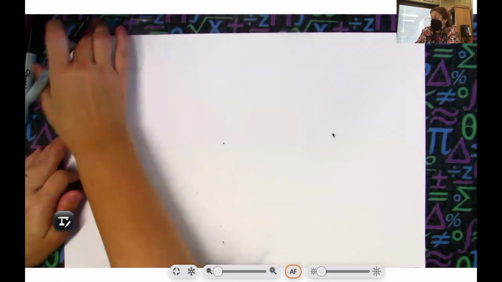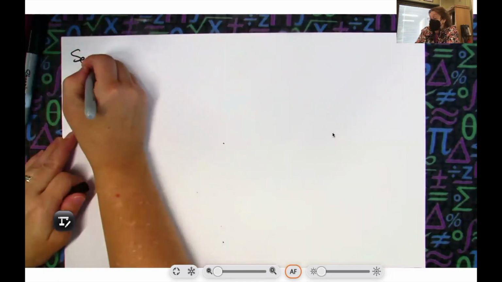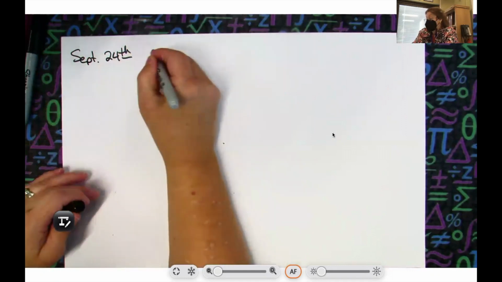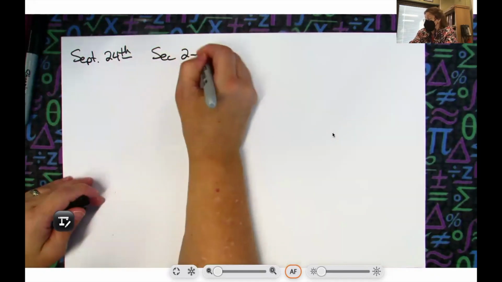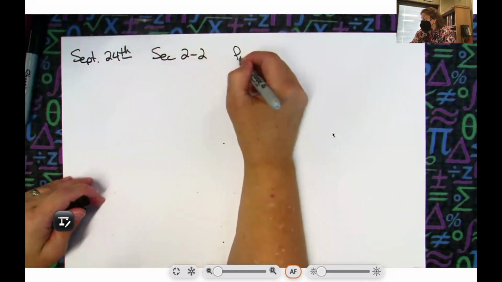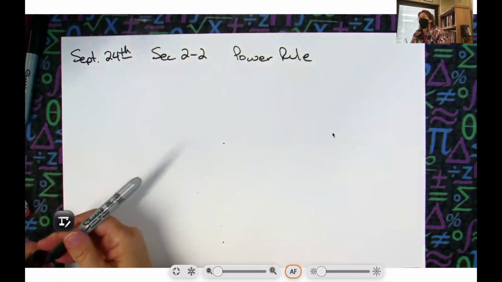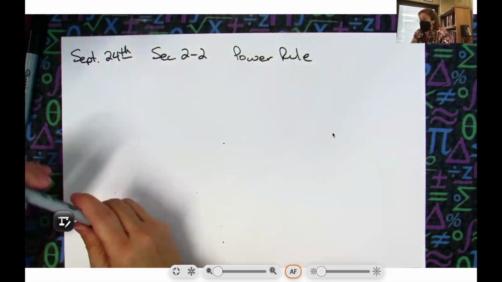So today is September 24th. And we're going to take a look at section 2-2. Basically it's going to talk about the power rule. We're actually going to start dealing with some derivatives here.